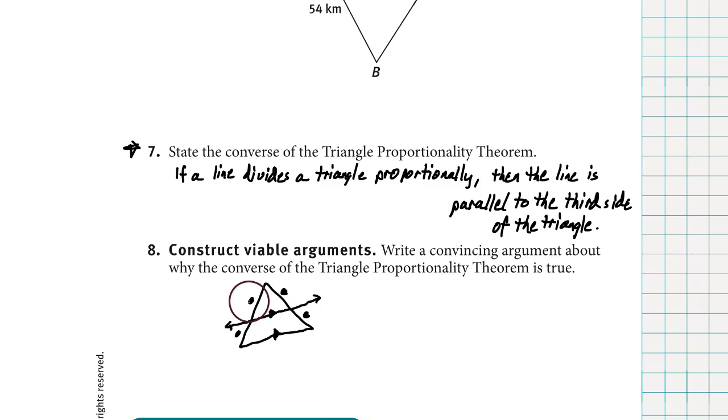Of course, these are going to be actual numbers on here. And so you would take whatever the numbers are, maybe this one is 5, and let's say this one is 4, and let's say this one is 10, while this one is 8. We would be checking to see if things are in proportion. Is 5 to 4 the same ratio as 10 to 8? And if it is, then that line is parallel to that third side.